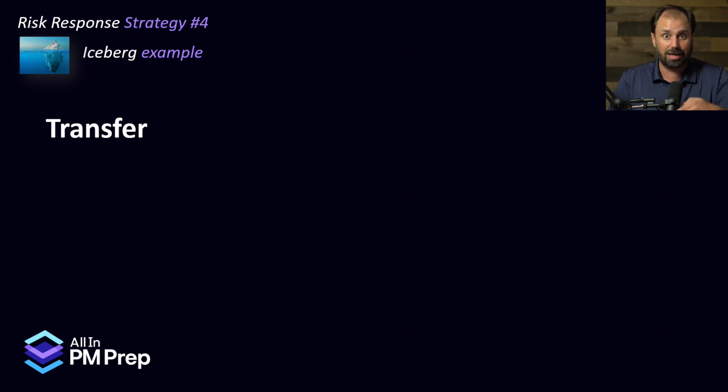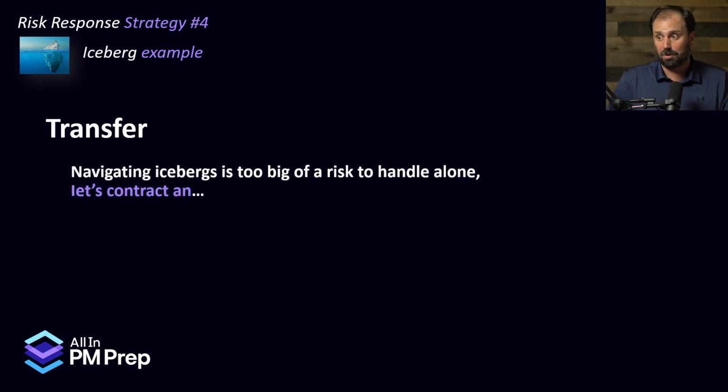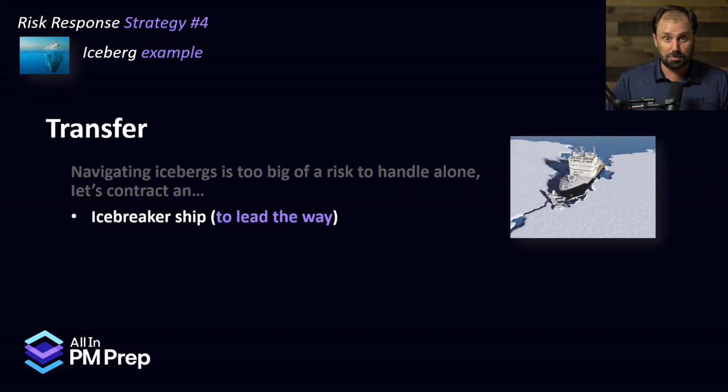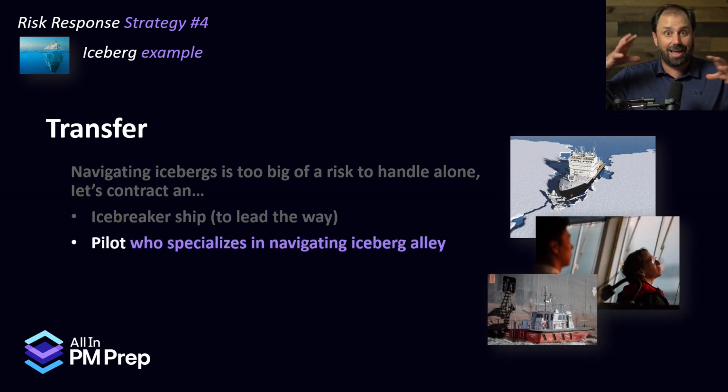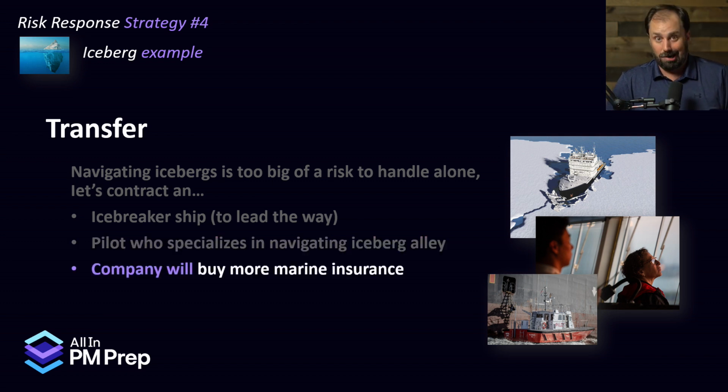Now, in the iceberg example, transfer is possible. Navigating icebergs, you could say, is too big of a risk for us to handle alone. Let's contract an icebreaker ship. Put them out leading the way. We'll follow through them. Or a pilot, like a harbor pilot that comes on and drives the ship because they know the area, they know the icebergs, they can do it. And honestly, the company could buy more marine insurance in the event that we hit one to pay for a new ship or delays or whatever, the insurance would be there. But technically that would be transferring the risk. All those things are possible.